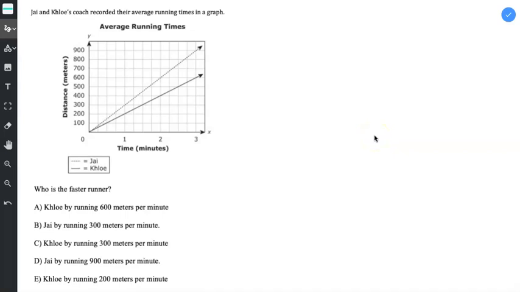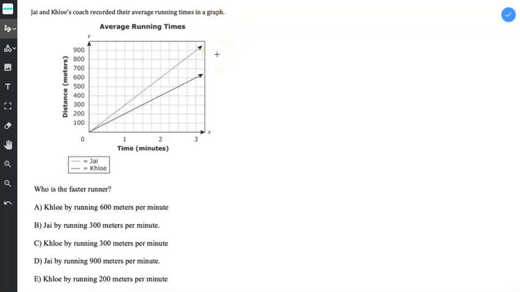Today we're going to be working on some EOG type problems. I want you to practice reading an EOG problem and thinking about what you learned this year that applies to this problem. So let's start reading the problem. Jai and Khloe's coach recorded their average running times in a graph.